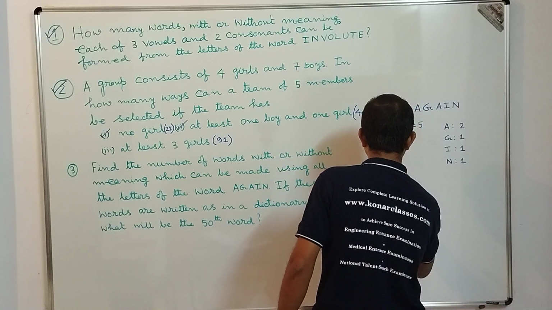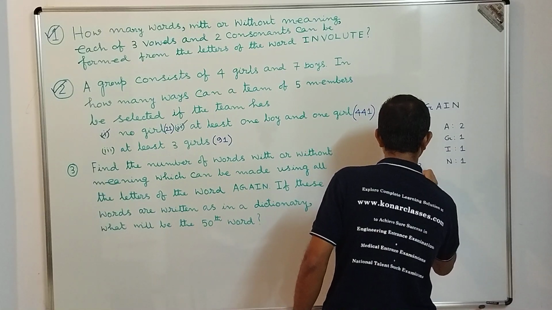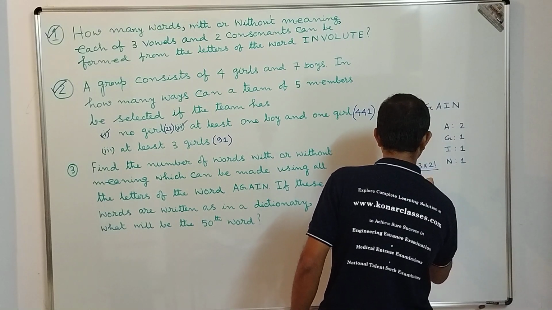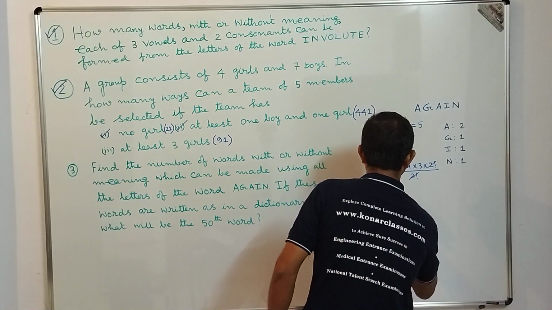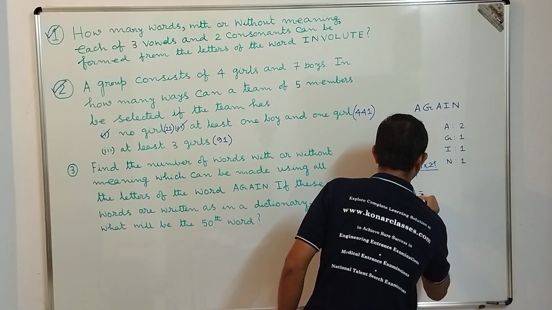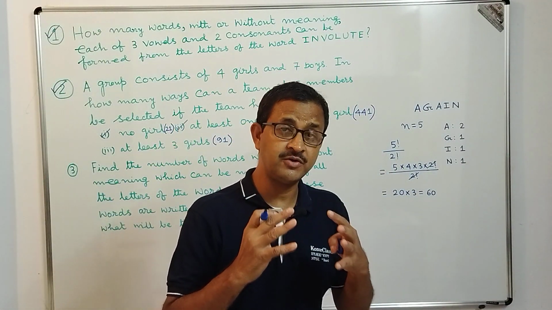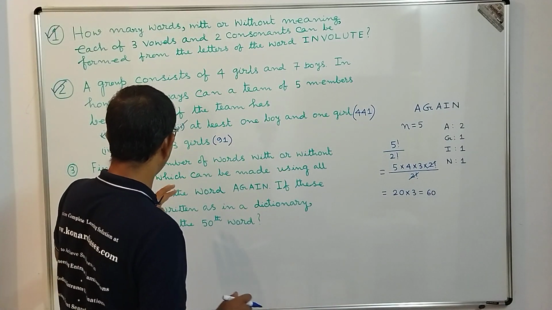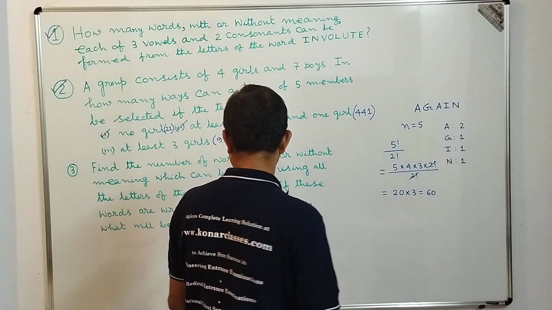So how can we compute this value? Factorial 5 by factorial 2 means 5 into 4 into 3 into 2 factorial divided by 2 factorial. So 2 factorial and 2 factorial got cancelled. What we get here is 5 into 4 into 3, so that means 20 into 3, which is equal to 60. That means 60 different words with or without meaning can be formed from the different letters of the word AGAIN. That is the answer to the first question.